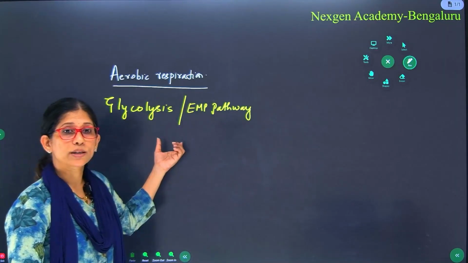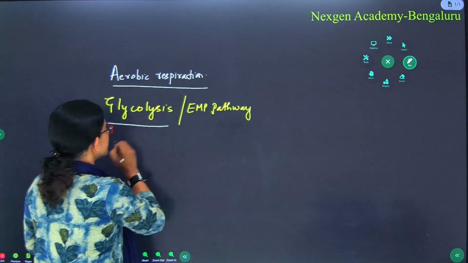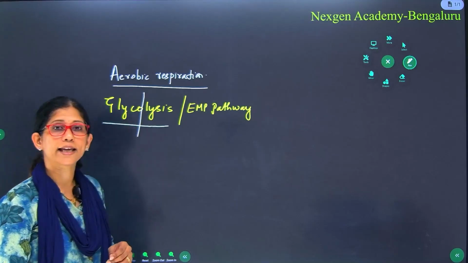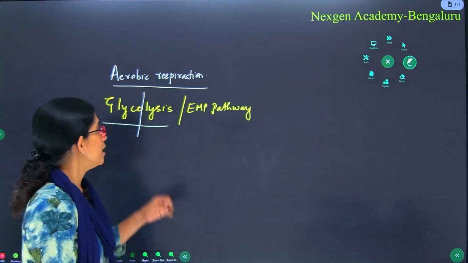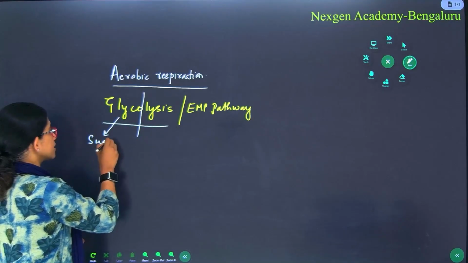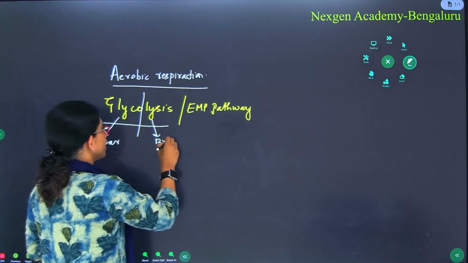Now here, as you can see, glycolysis. We will split the term here, right? When we talk about glycolysis, it comprises two words, glyco and lysis, right? So what do we mean by glyco? Glyco literally translates into sugar. Lysis means breakdown.